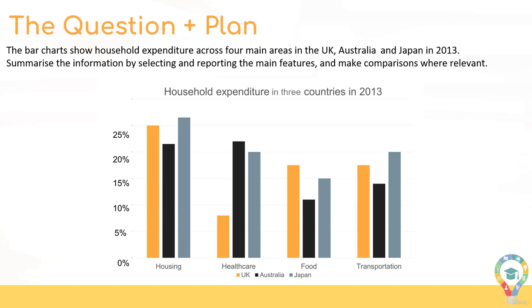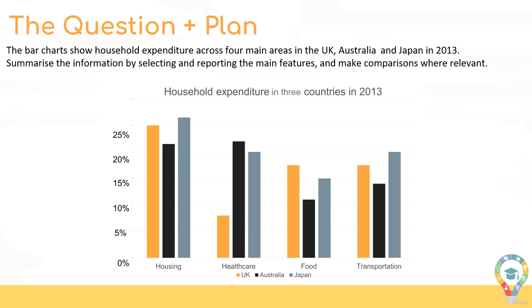As always, begin with the title. Household expenditure in 3 countries in 2013. So this title is telling me exactly what the bar chart is showing me. Household expenditure in 3 countries.